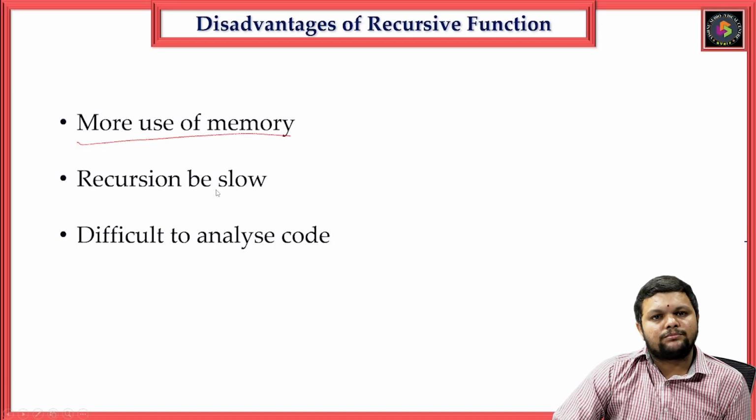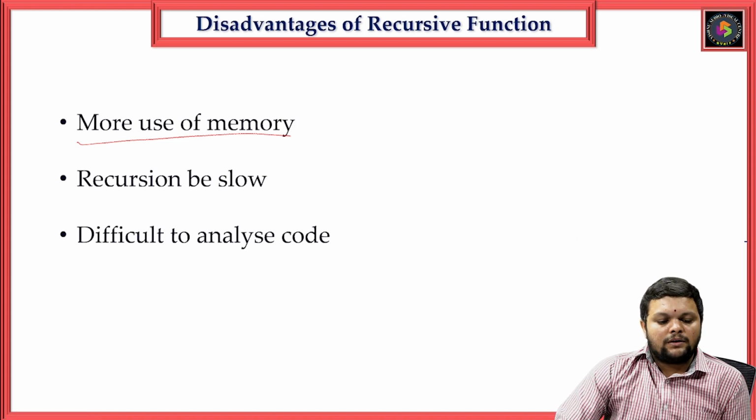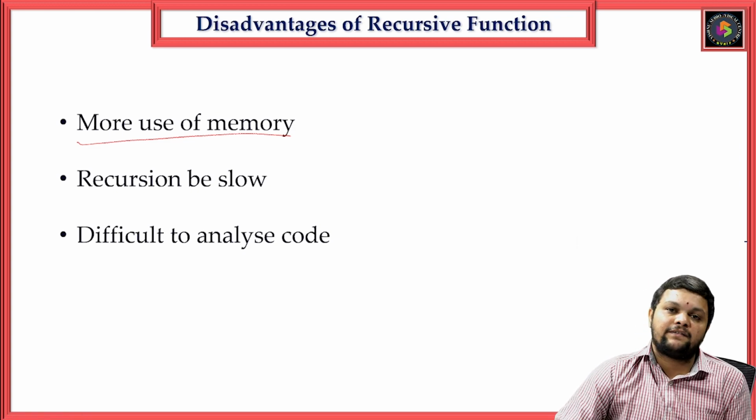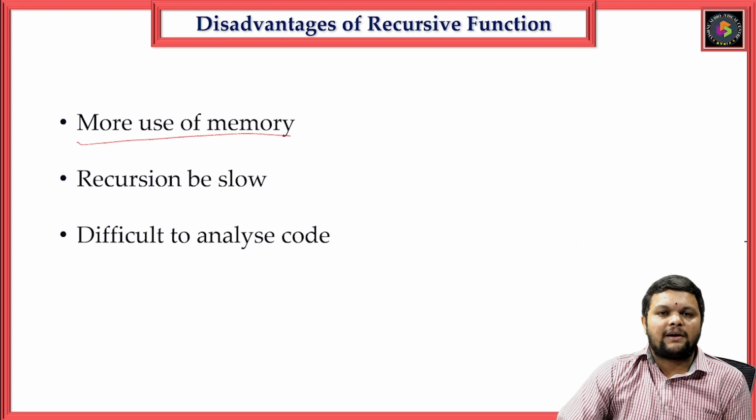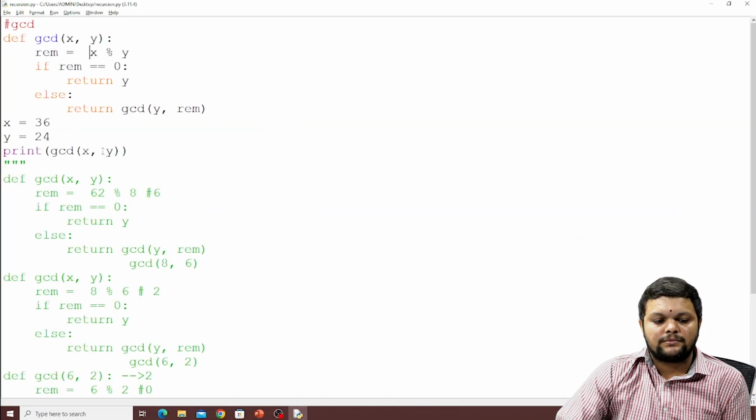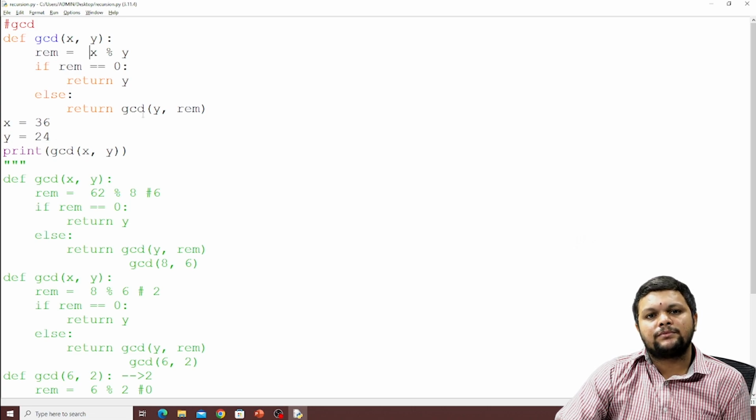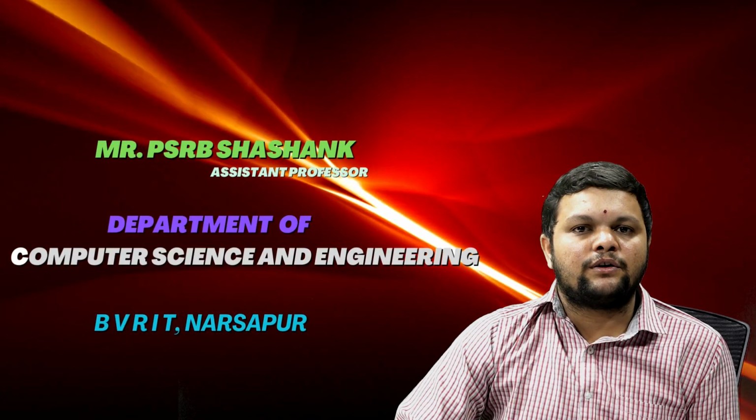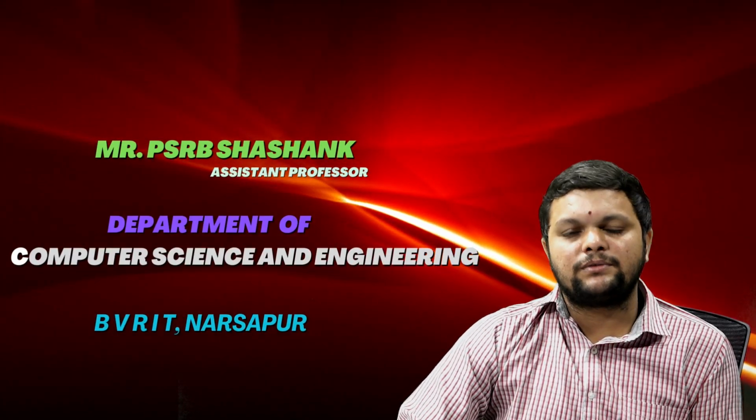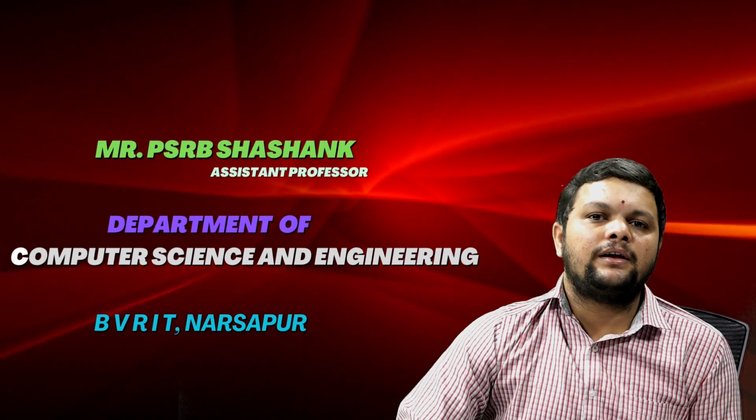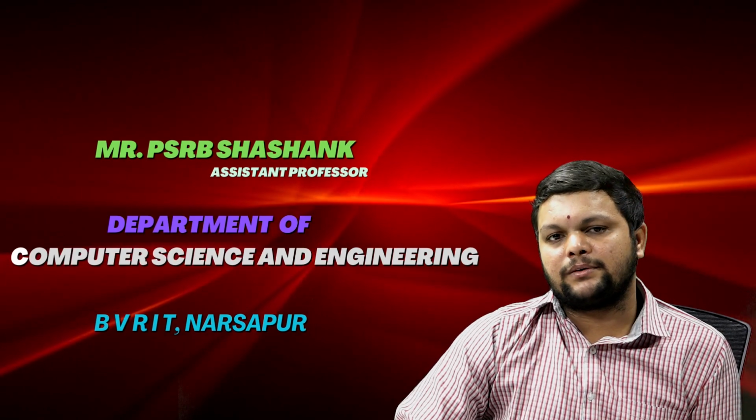Recursion might be slow, and code is difficult to analyze. There are two things: easy to code and difficult to analyze. If I am having errors here, it's just 5 lines of code. But if I am having errors over 1,000 lines of code written as a recursive function, it's not easy to rectify that error. So we have a good sort of advantages and disadvantages of recursion. And this is about recursion of factorial and GCD functions using recursive functions in Python programming.